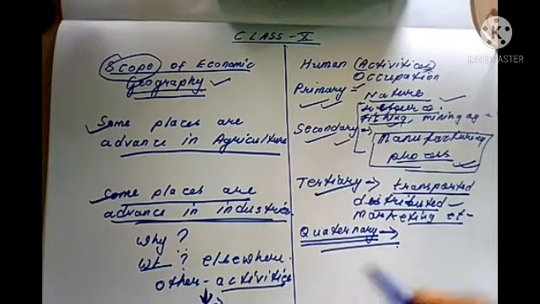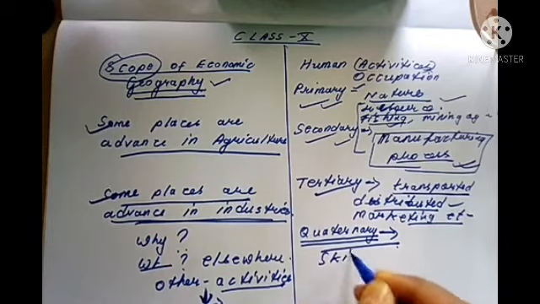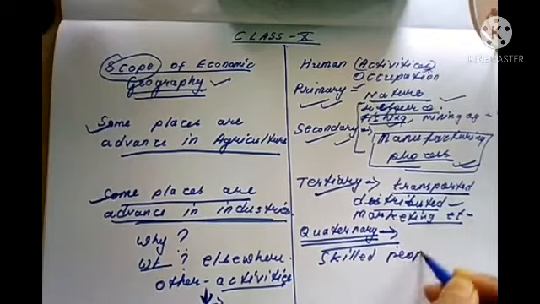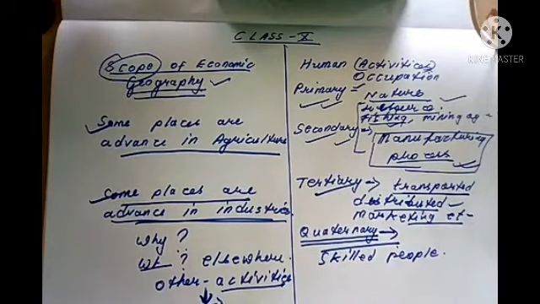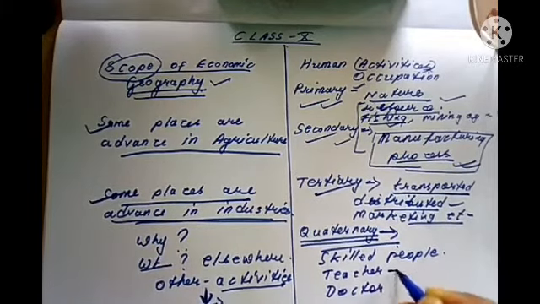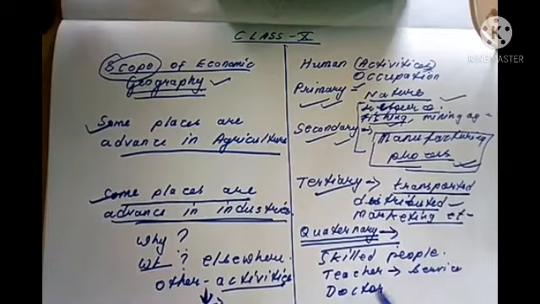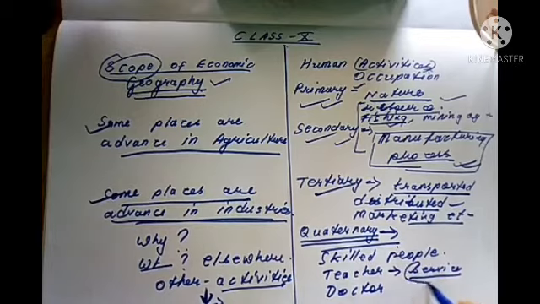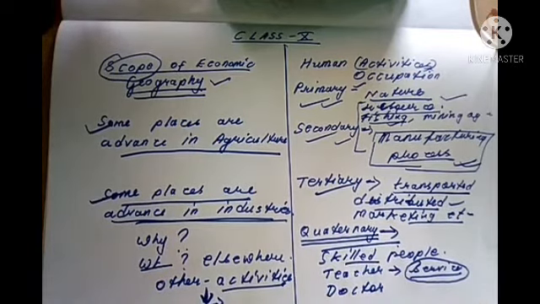Quaternary occupation means when skilled people are engaged in certain work. Suppose a teacher, a doctor. A teacher is imparting education to the student. The teacher is giving his service to educate the student. That skill of the teacher is used to educate the student. So that activity of the teacher is called quaternary occupation.